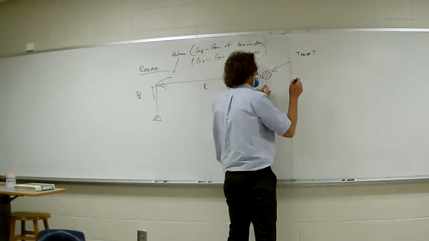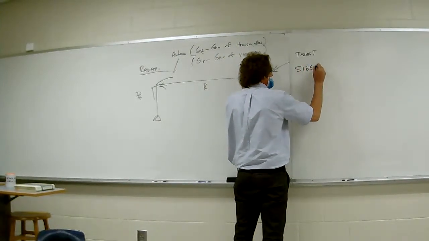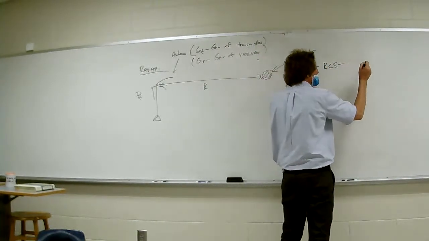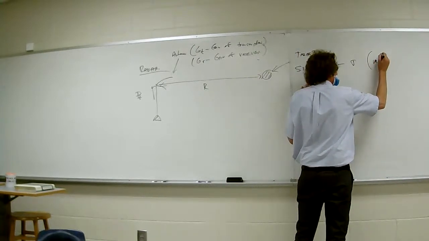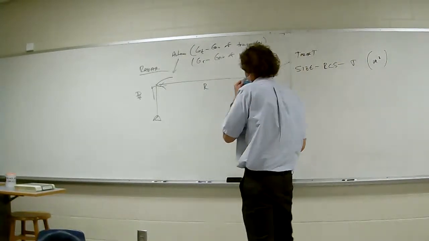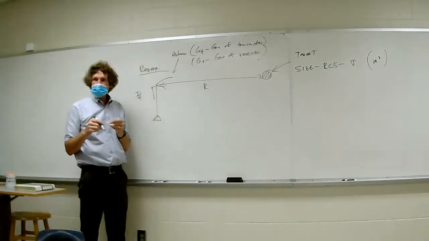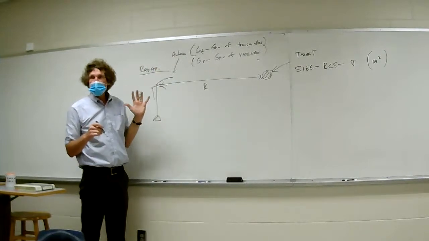So for this target, the size of this is the radar cross section. And the symbol we use for that is sigma. The units are meters squared. So that's the size of the target. Now, how many remember doing this? This is a good review. You're going to get it on the final, so starting here's a good start.